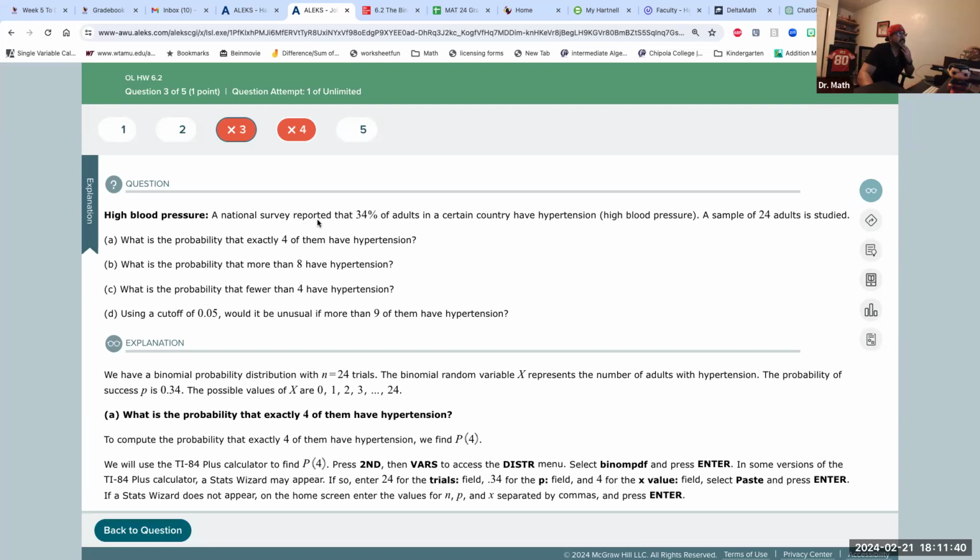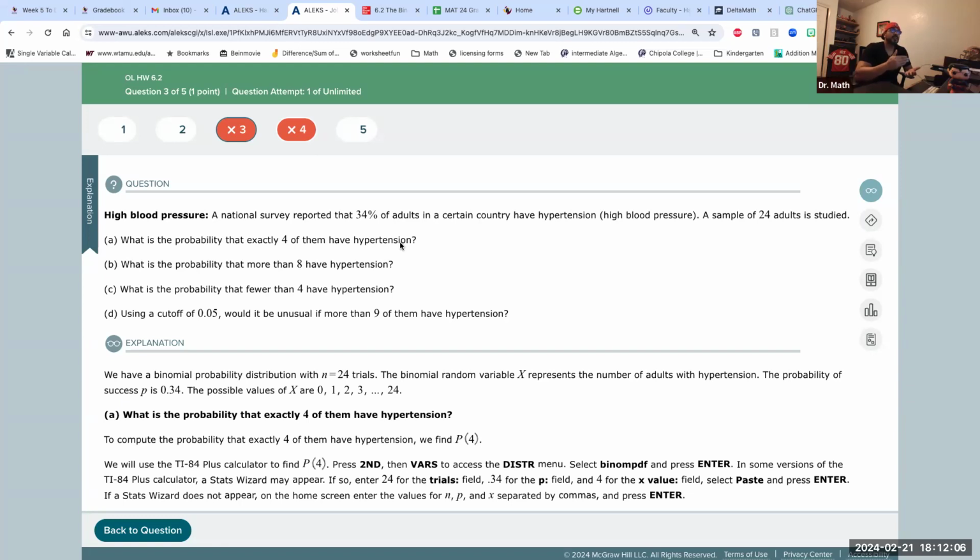A national survey reported that 34% of adults in a certain country have hypertension, right? They have high blood pressure. So a sample of 24 adults is studied. So what we're going to do is look at some probabilities. And if you see this first question here, we're trying to see, what's the probability that exactly 4 of them have hypertension? All right, so here's what we're thinking about.